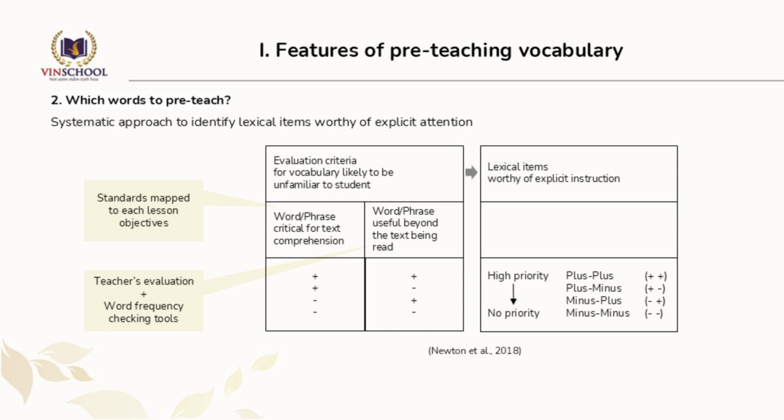Minus plus means the word isn't necessary for this specific text but will be useful in other contexts. It might not be necessary to teach students in class. Finally, minus minus refers to words that are neither critical for understanding the text nor particularly useful beyond it. These words can be skipped over in terms of explicit instruction. This approach helps teachers focus their efforts on the vocabulary that will have the biggest impact on students' learning, making instruction more effective and purposeful.